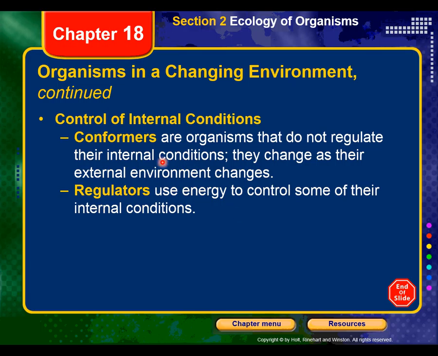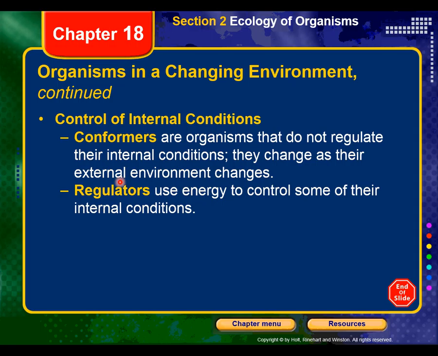Now, within that, we have two different categories of organisms that can change their internal conditions. The first one is called a conformer. These are organisms that do not regulate their internal conditions, and they change as their external environment changes. So in this case, what they're doing is basically reptiles or amphibians that have to be in warmer areas to keep themselves warm, okay, or else they can't function.